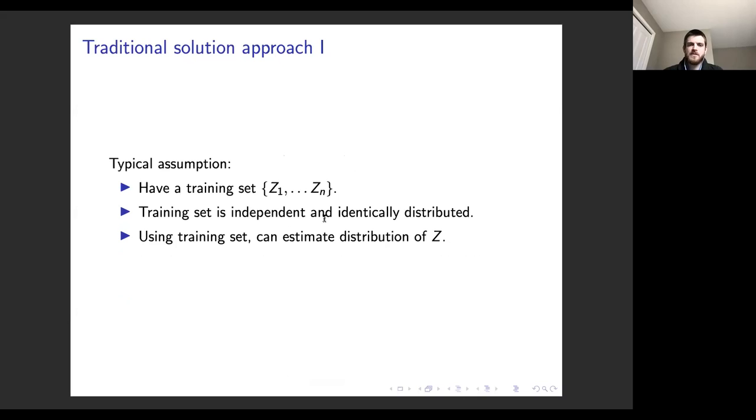So in a lot of the literature on these types of problems, you have an assumption that you have some training set, and this training set consists of some number of observations, usually independent, identically distributed observations of this unknown parameter. So in a vehicle routing example, that would be like you have a whole bunch of observations where you've driven along this road and you recorded how long it took you to drive across that road. And using that training set, you can estimate your distribution of these uncertain parameters.